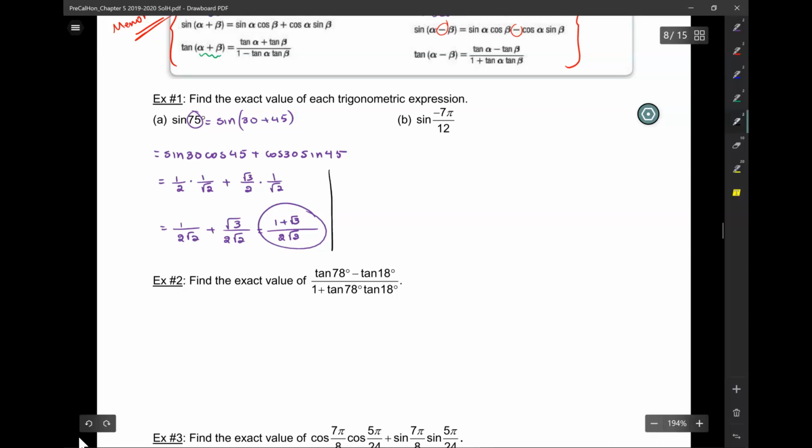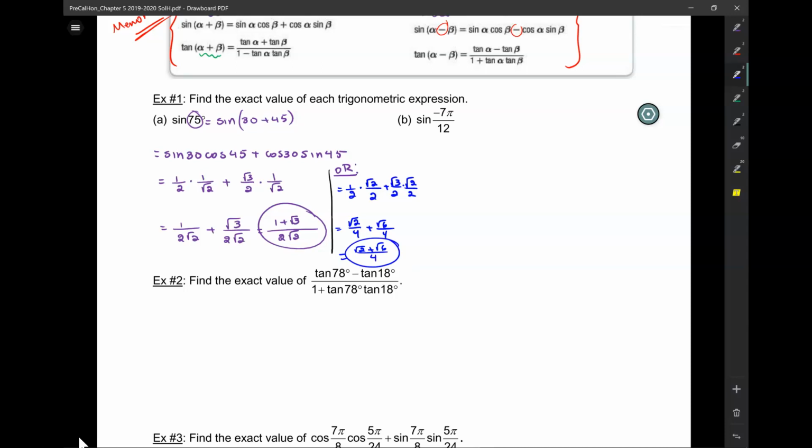Okay, now, or suppose somebody was more into rationalizing their denominators, okay? So they wrote 1/2 times root 2 over 2 plus root 3 over 2 times root 2 over 2. What's the denominator now? 4. So this is root 2 over 4 plus root 6 over 4, root 2 plus root 6 over 4. Both of these are equally acceptable. Okay?